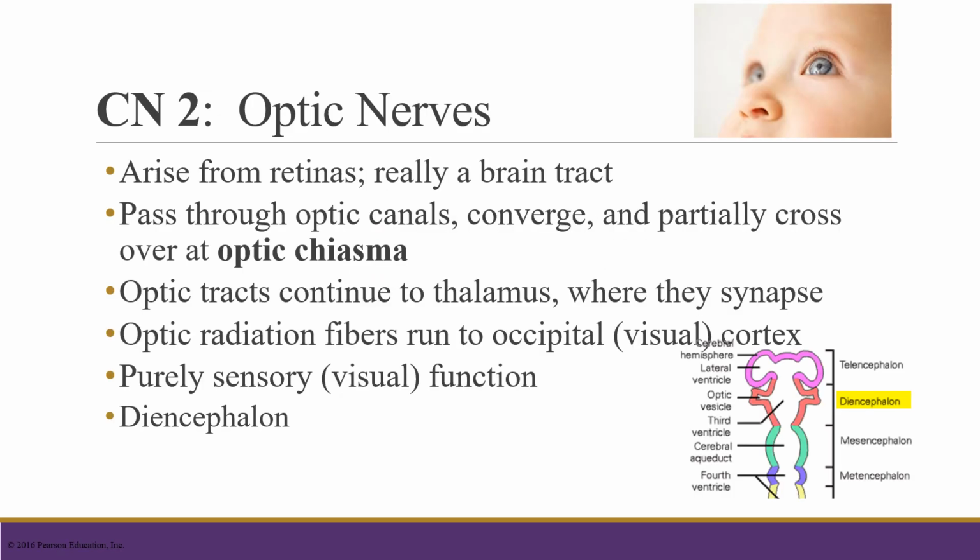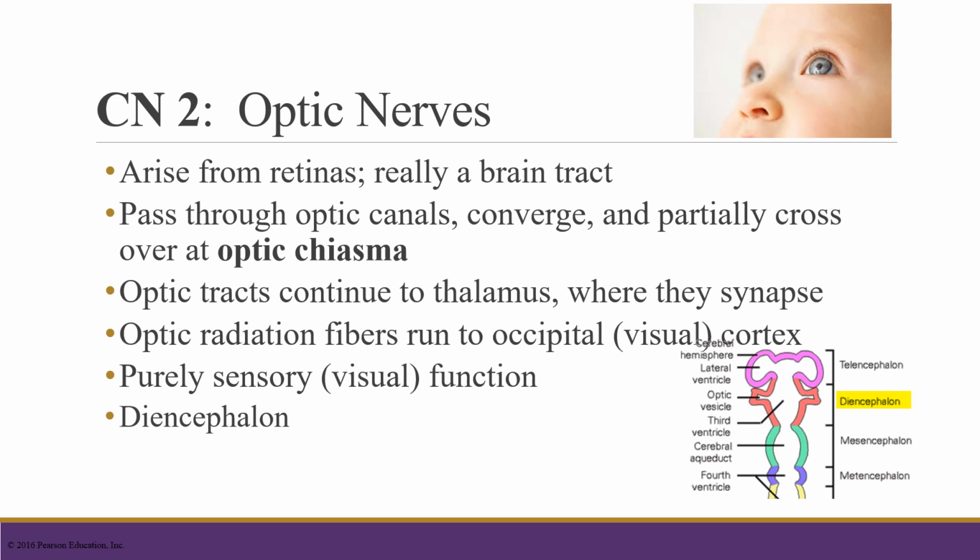One nose, two eyes. So cranial nerve 2, optic nerves arise from the retinas, which is really a brain tract. So 1 and 2 can be considered part of the central nervous system, but for all intents and purposes, when we're answering test questions, cranial nerves in general are peripheral nervous system. So it passes through the optic canals, converge and partially cross over at the optic chiasm or chiasma, and that's that crossover that we're going to look at.